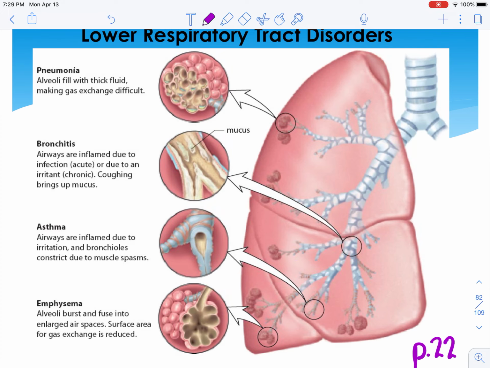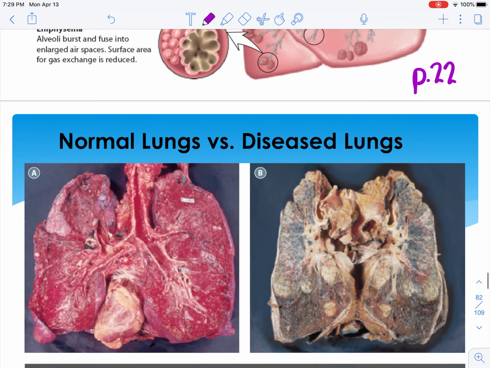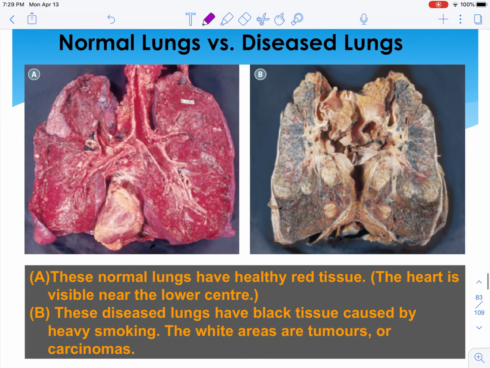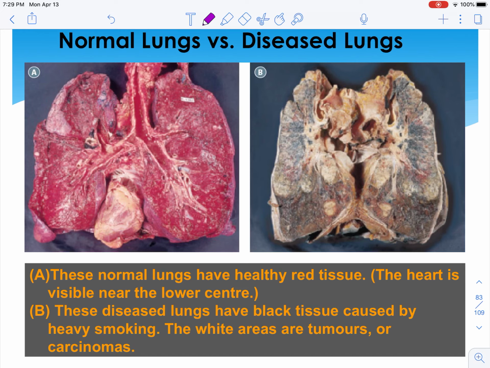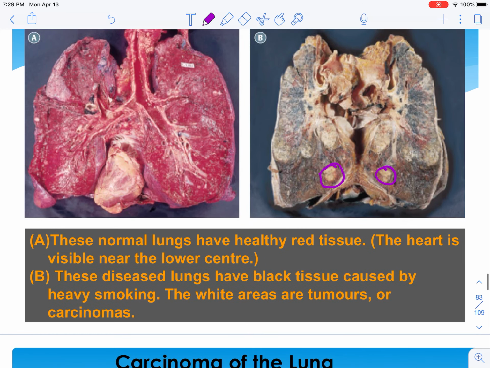This picture is in your notes. You guys can fill out the disorders here that match the explanation and check it with this page. This picture is looking at blackened lungs because of the tar that's collected from cigarette smoking, and that has so many carcinogens, or cancer-causing substances, in there that it forms these tumors or carcinomas all over the lungs.